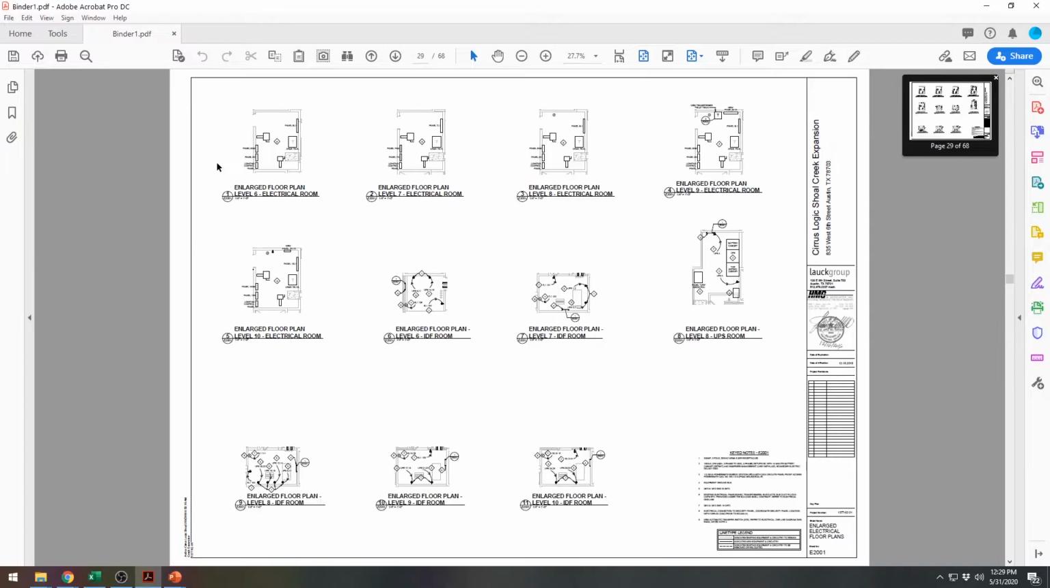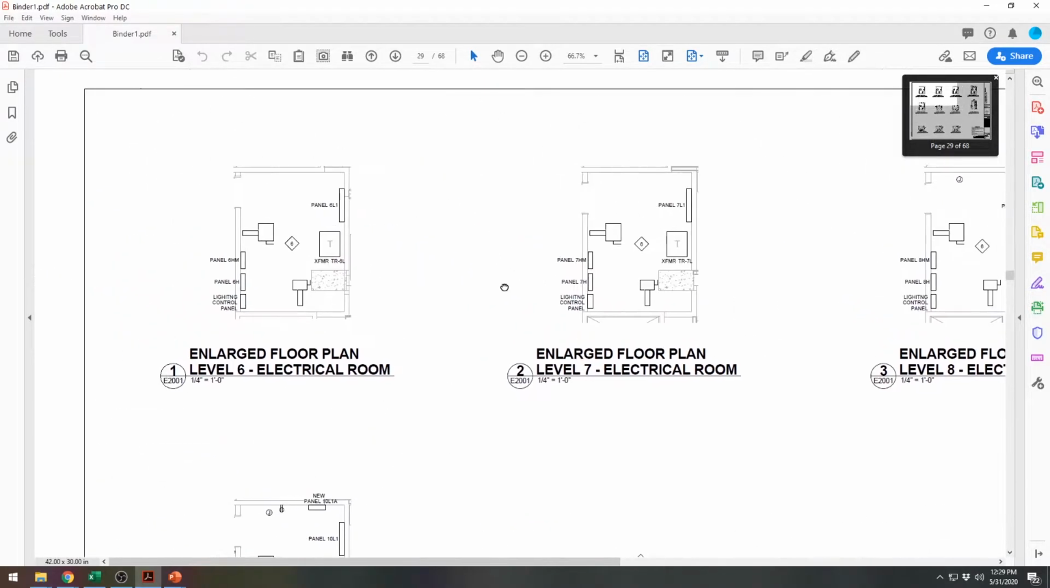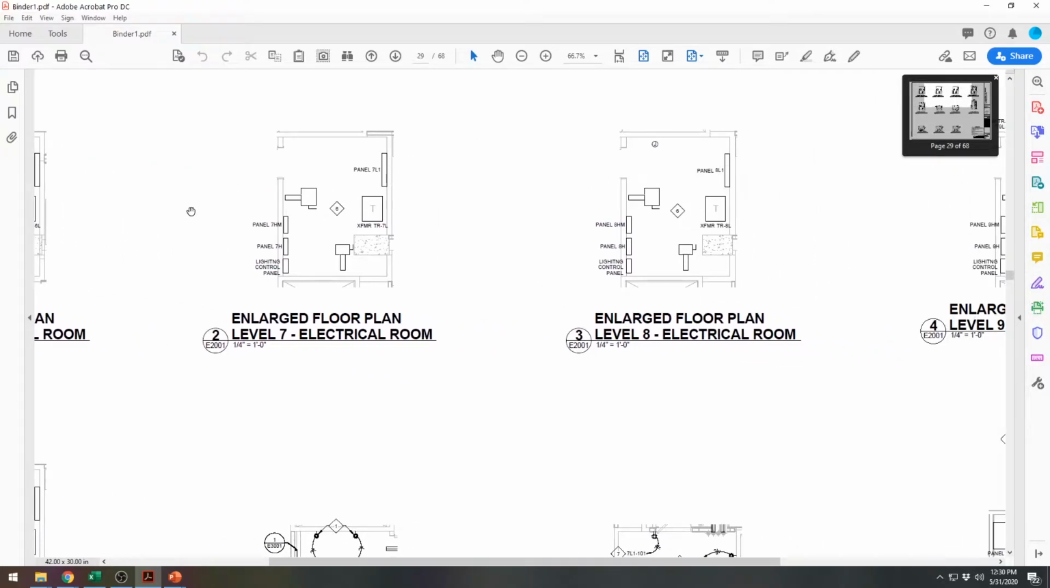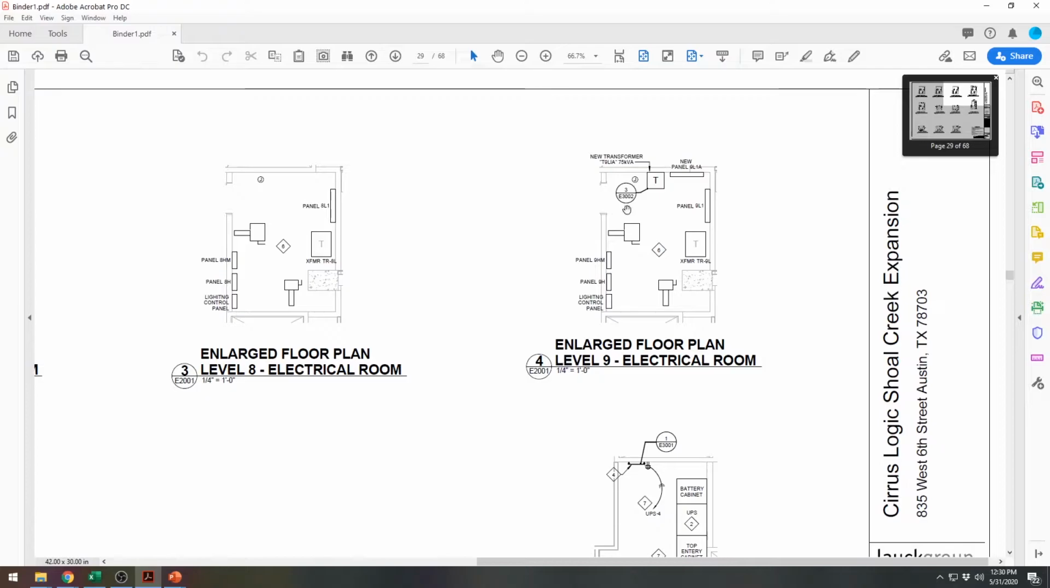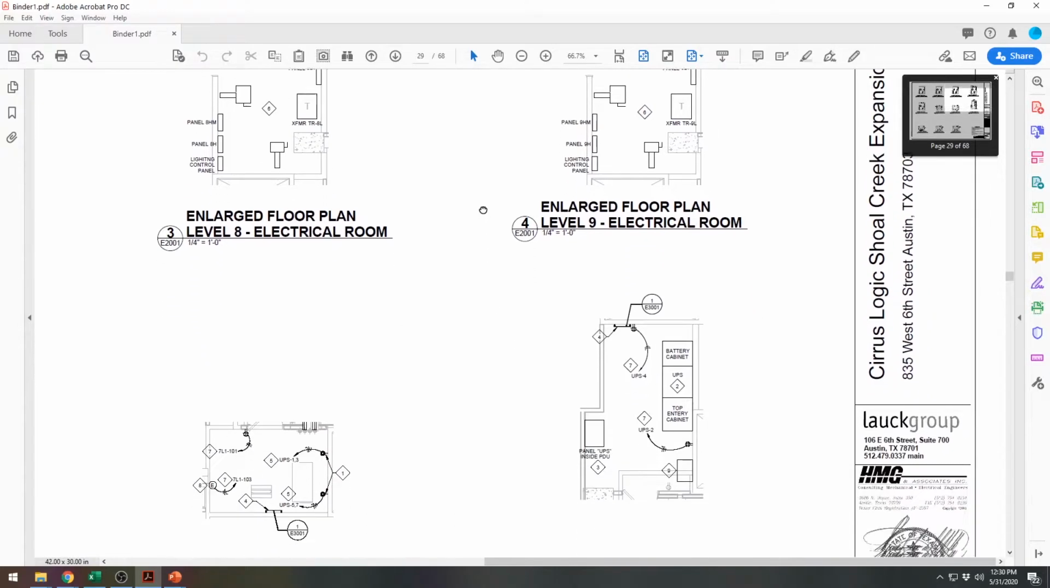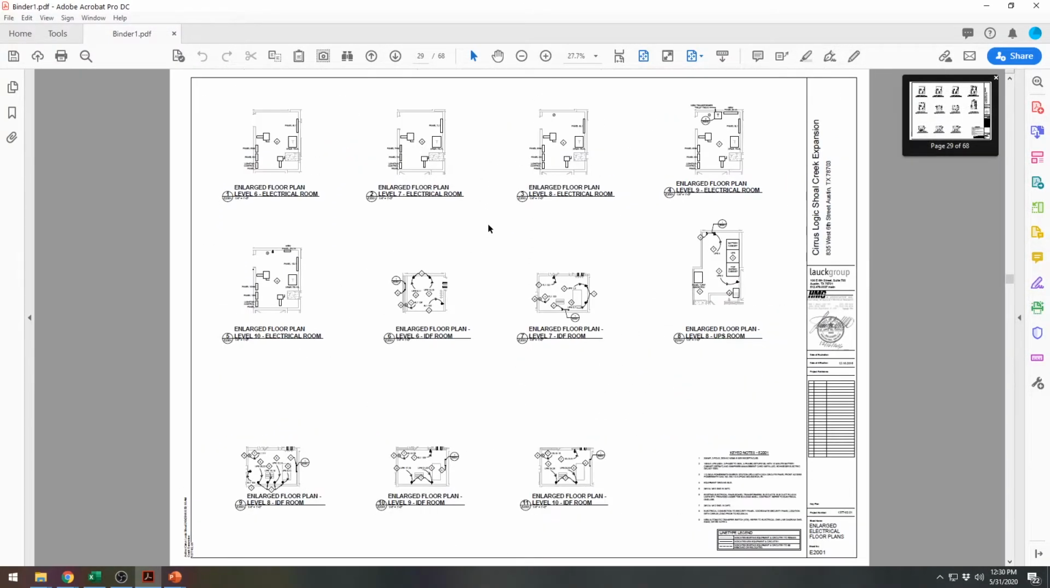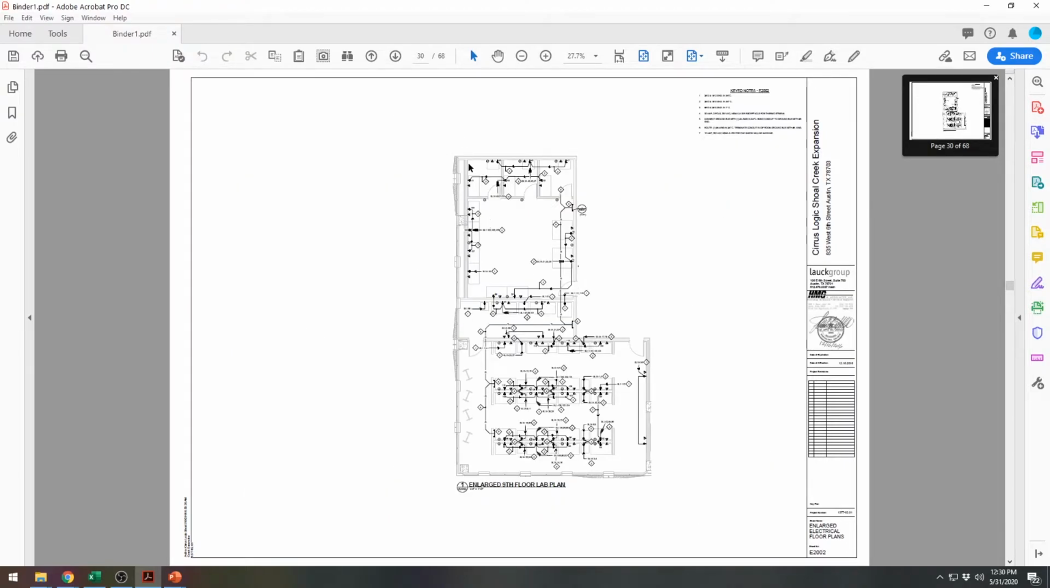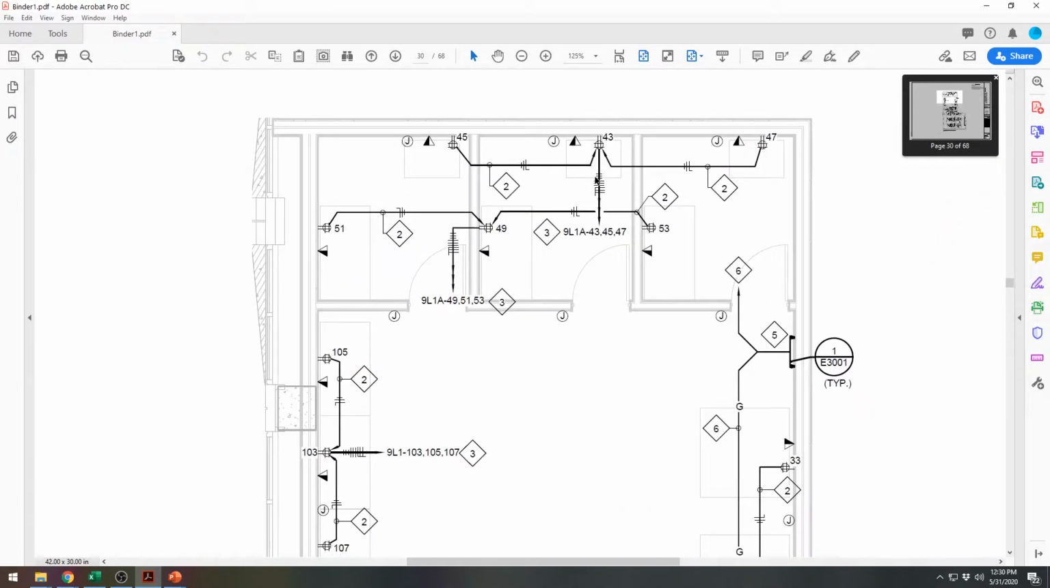Next, we have enlarged plans. So this is all the electrical rooms, showing all the panels, and then disconnect switches. So this is basically how you turn power off to certain panels. You have your transformers here. More enlarged plans of labs.